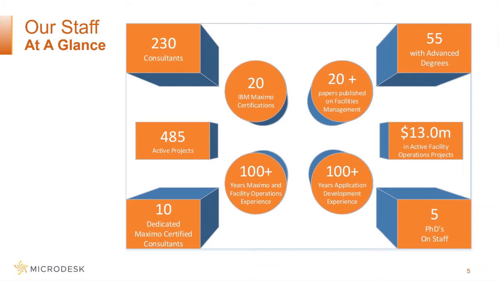So this is kind of giving you an idea of the type of staff that we have. We are comprised of about 230, this probably has to get updated, 250 consultants. We have about 10 dedicated Maximo certified consultants, almost 500 active projects at any given time. But a large number of our staff have advanced degrees, and we have about 5 PhDs on staff. I have one PhD in my staff as well. And this gives us a really wide range of experience and knowledge that we can bring to any engagement.